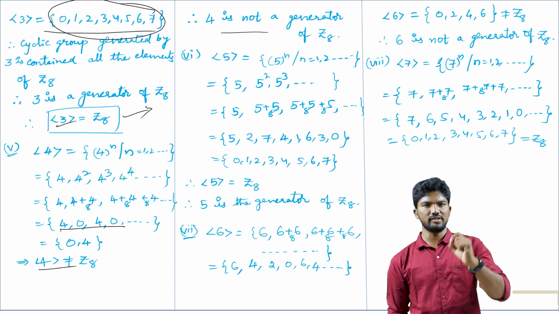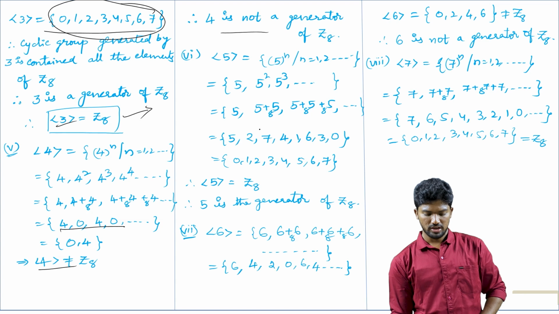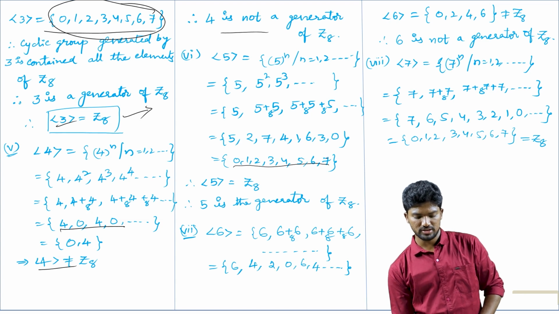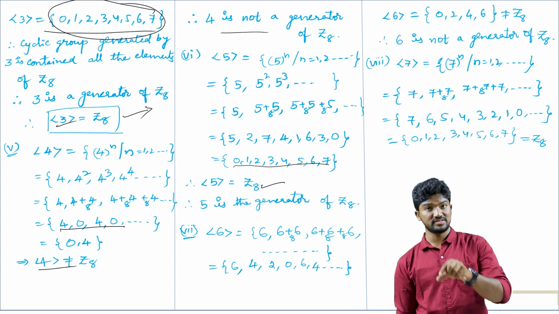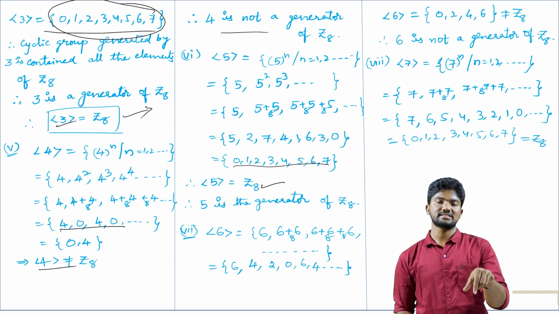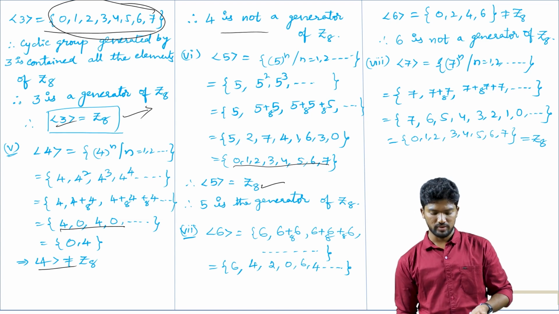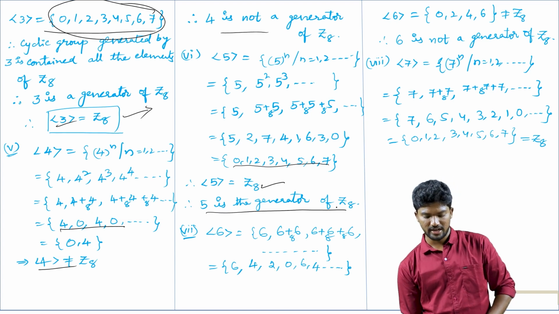Next 5. 5 is the generator. So therefore you will have all the elements 0, 1, 2, 3, 4, 5, up to 6, 7. Okay, so therefore all elements of Z suffix 8 are in the cyclic group generated by 5. So therefore 5 is the generator of Z suffix 8.